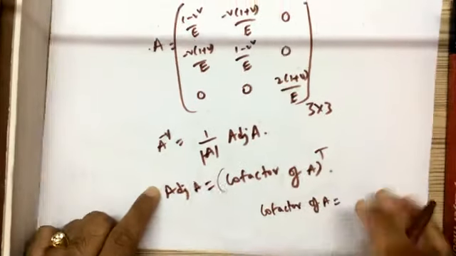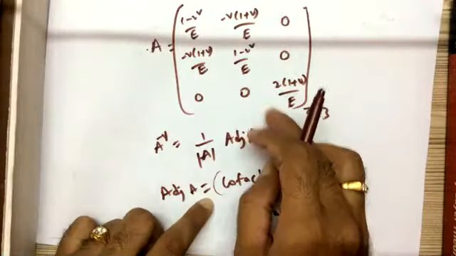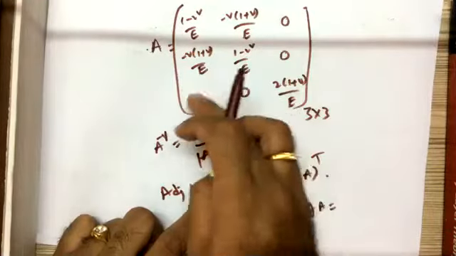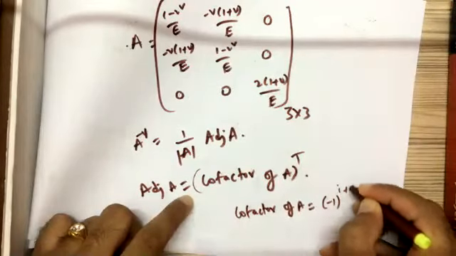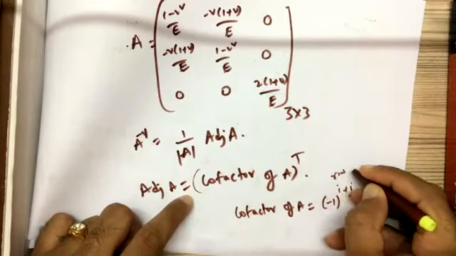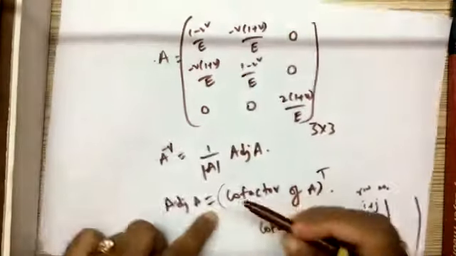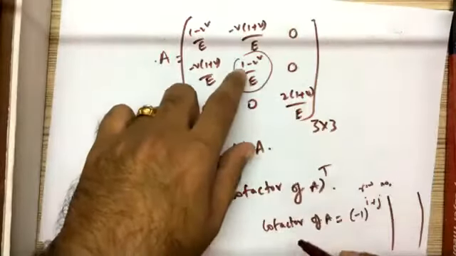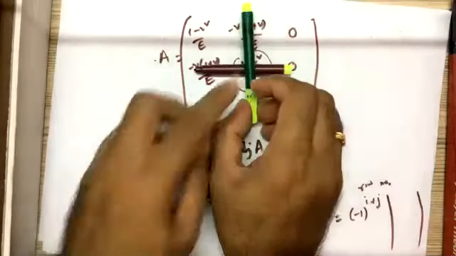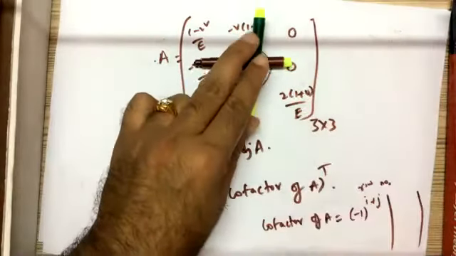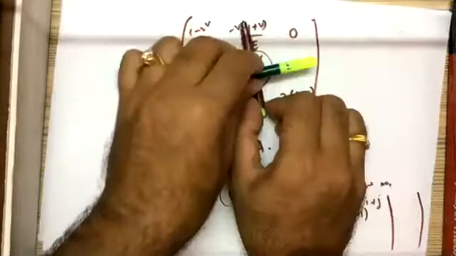But how do we get the cofactor? A 3 by 3 matrix has 9 elements. For each element, you have to consider minus 1 whole power i plus j, where i is the row number and j is the column number, into the minor, for which you eliminate that particular row and column. For example, to take the minor of this particular element, I eliminate its row and column.